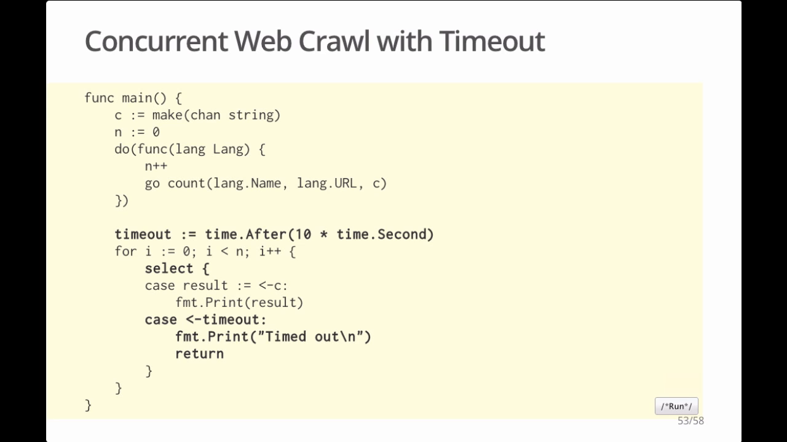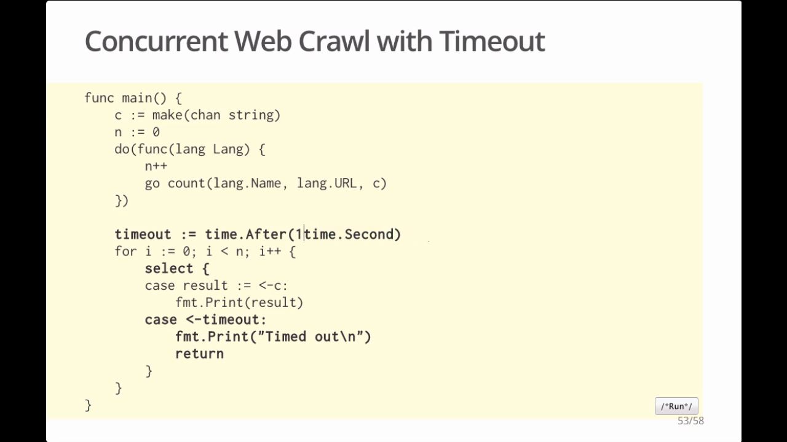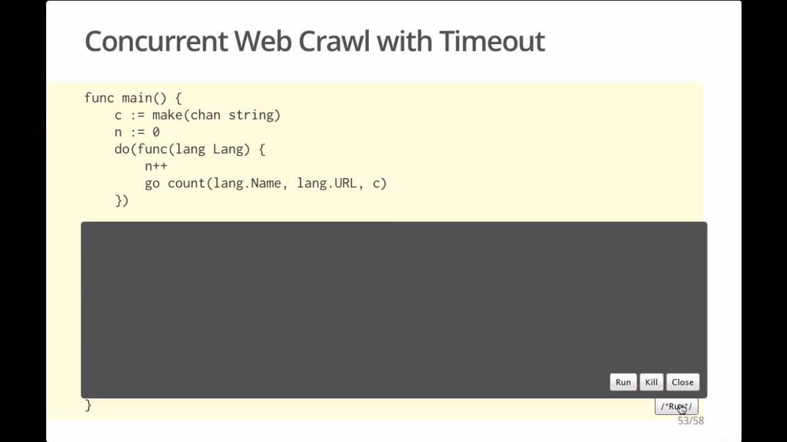So each time we run the select statement, it blocks until one of the cases can proceed, and then it runs that case. So each iteration essentially makes a choice. It waits until either the next result is ready or the timeout has happened, and then it acts accordingly. So if we run this program, of course, it looks the same as it did before since everything finishes in 10 seconds. But if we shorten the timeout, we can see the select in action. There we go. The fast load finished and we gave up on the slow load.